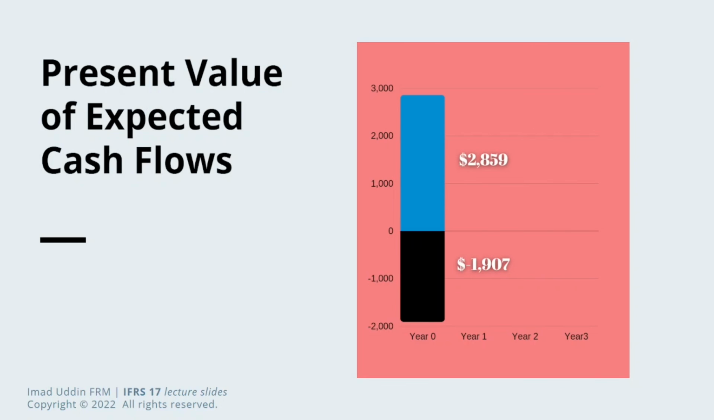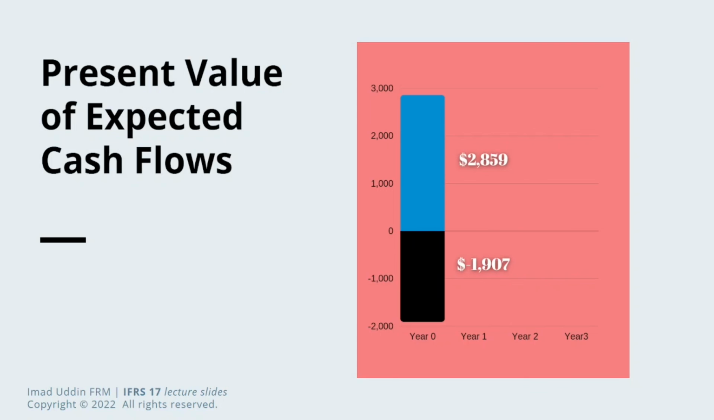So based on our working, we said that we have the present value of cash inflows at $2,859, and our present value of cash outflows is $1,907. What does all this mean? We have issued 100 contracts today. We know, or we are expecting them to result in $2,859 in cash in the future, and we also have to pay $1,907 in liabilities.